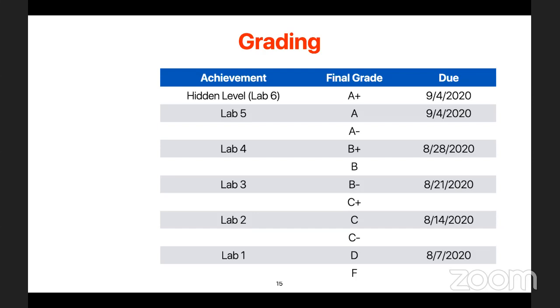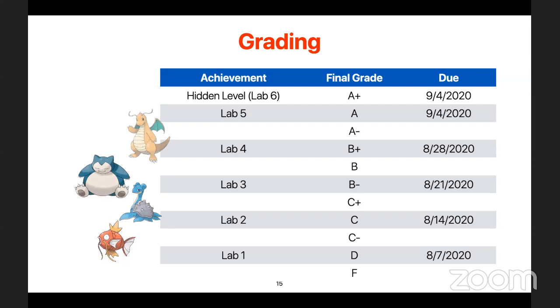If we see you are trying to do some work for lab 4, you get a B. If you are done with lab 4, you get B plus. If you are halfway to lab 5, you get an A minus. If you are done with lab 5, you get an A. And the hidden level will be like a legendary Pokemon, right? For the hidden level, you will definitely get an A plus. So that's the story.